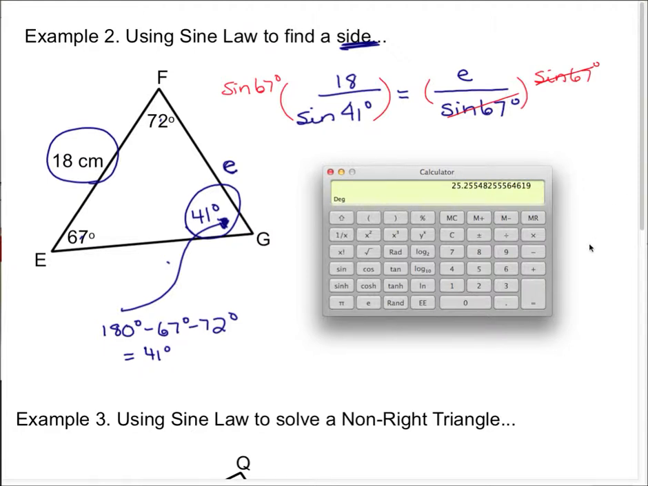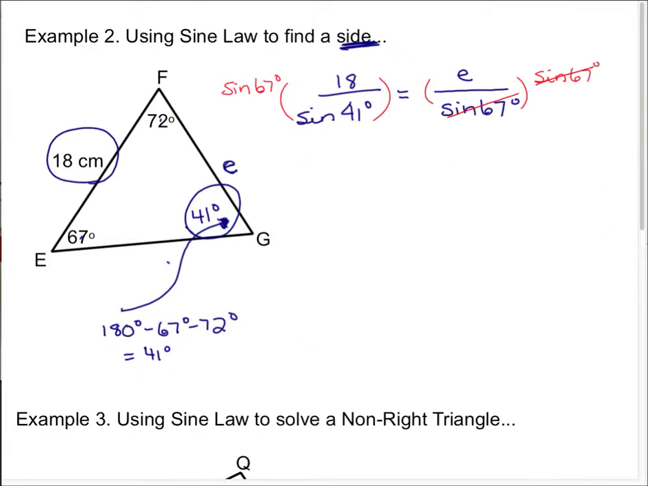So it's 25.3. So 25.3 is what I get for E. And again, we should have said using sine law, but it actually says that in the example. So there we go. So 25.3 equals E, and we're done.